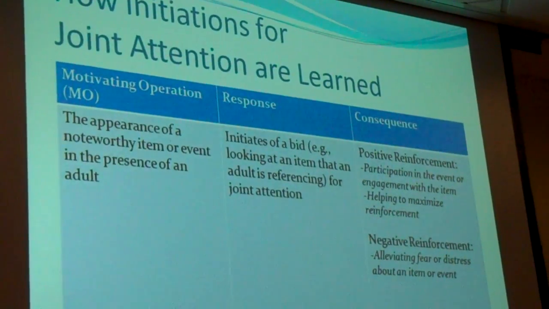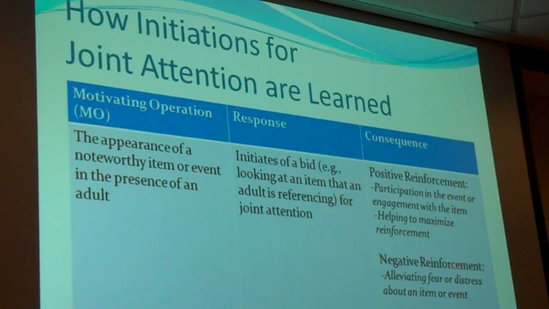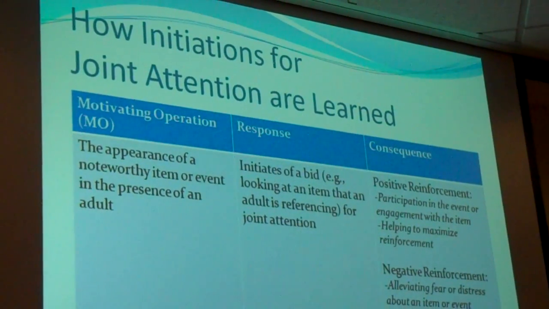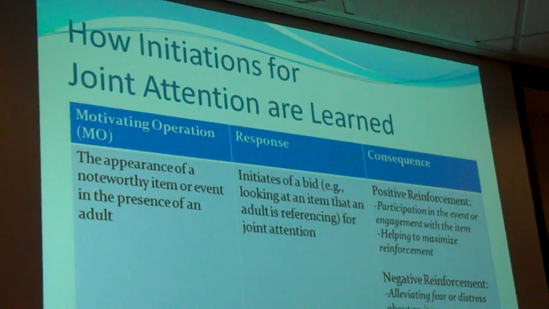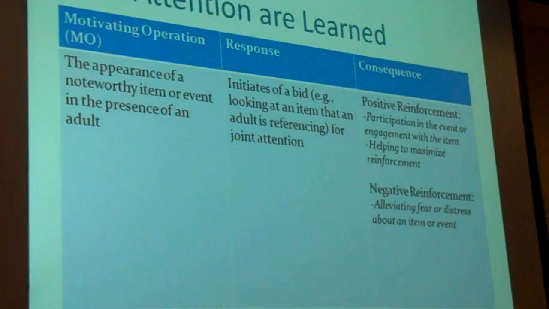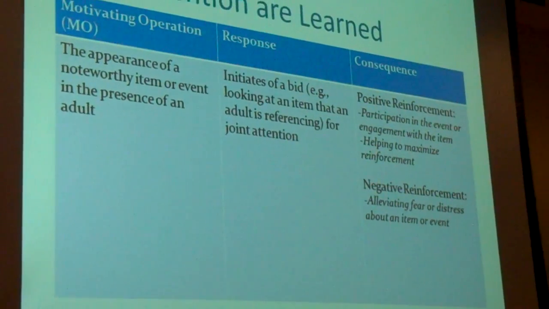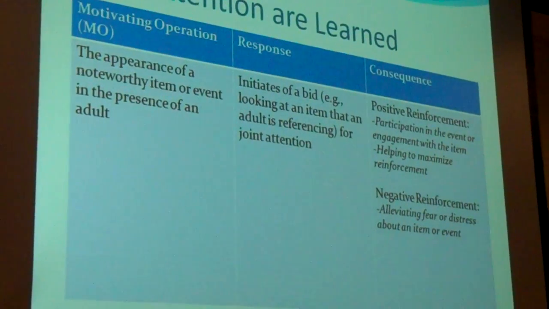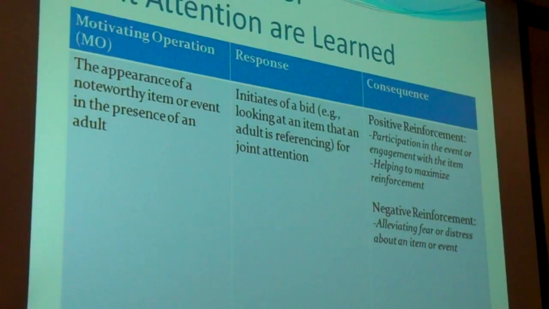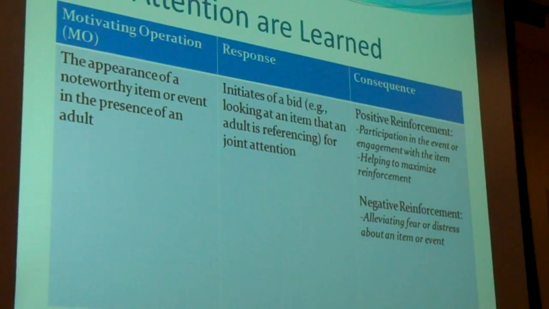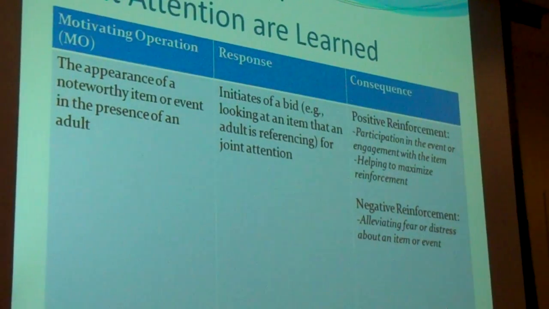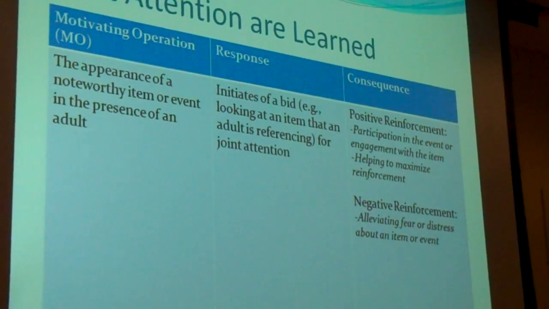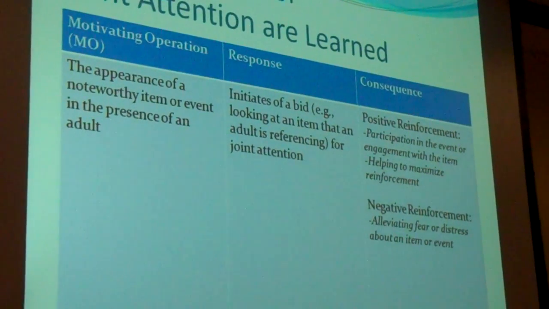And the consequence is going to be positive reinforcement, which could be adding something to the environment or removing something from the environment to increase the likelihood of it in the future. And when I talk about positive, it's adding something to the environment to increase the likelihood in the future. In this case, the positive reinforcement would be participation in the event or engagement with the item, or helping to maximize reinforcement. So if we're looking at it socially, it might be if the child is being tickled and they look back at the adult for that, they get tickled some more. So it's increasing that social interaction.